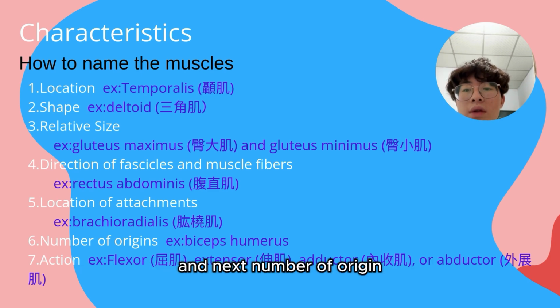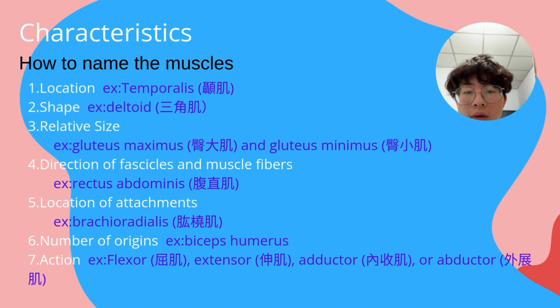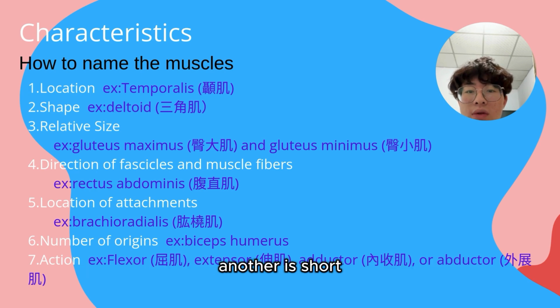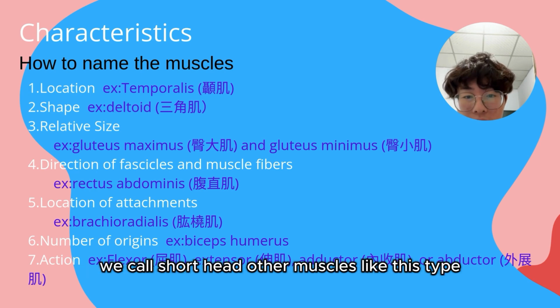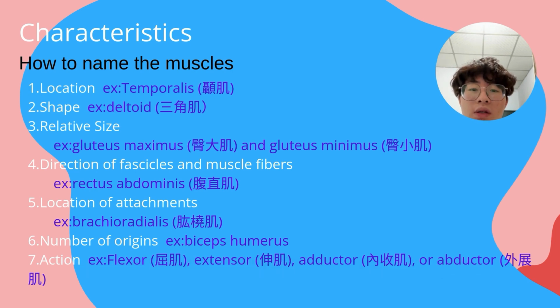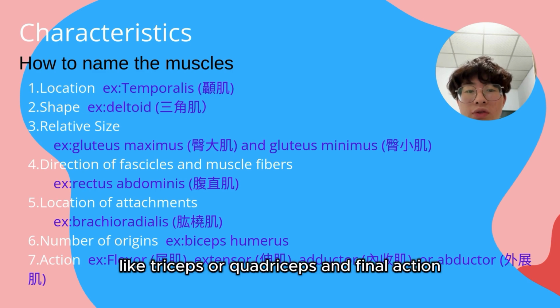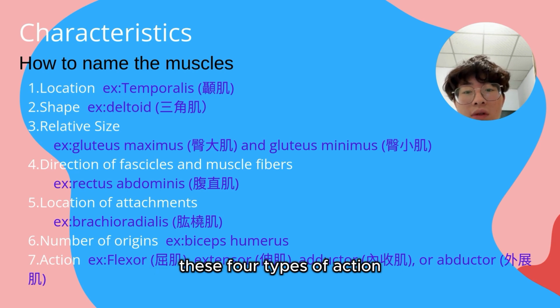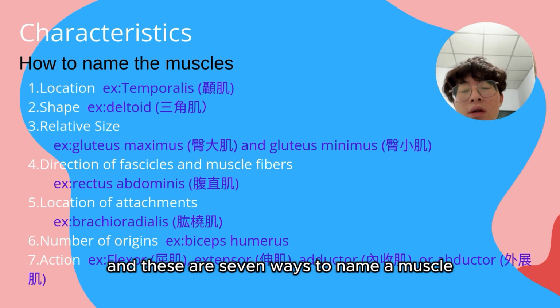And next, number of origins. Biceps has two origins. One is long, we call the long head. Another is short, we call the short head. Other muscles are like this type, like triceps or quadriceps. Finally, action: flexor, extensor, abductor. These are types of action, and these are the seven ways to name a muscle.